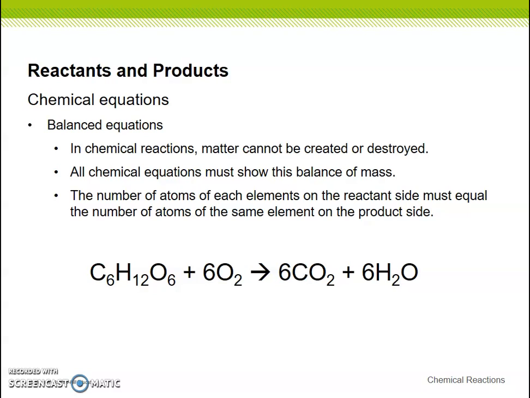Chemical equations have to be balanced, meaning there are the same number of atoms of each element on both sides, because matter can never be created or destroyed. All chemical equations must show this balance of mass. We must have the same number of carbons on each side of the arrow. We have to have the same number of hydrogens on each side of the arrow. The number of atoms of each element on the reactant side must equal the number of atoms of the same element on the products side. So if I have 6 carbons over here, I've got to have 6 carbons over here as well. And that has to be true for every single element.